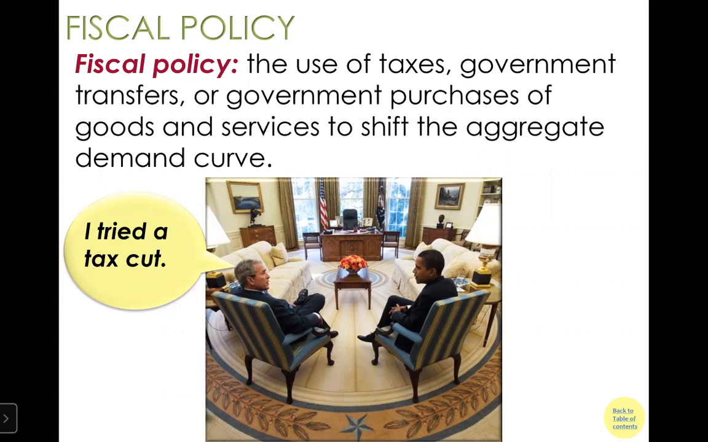So fiscal policy is defined by these slides. Essentially, it's the use of taxes, government transfers, or government purchases of goods and services to shift the aggregate demand curve, right? So the main point of fiscal policy is trying to affect aggregate demand. And the tool the government uses is taxes, government transfers, or government purchases of goods and services. So this is called fiscal policy.